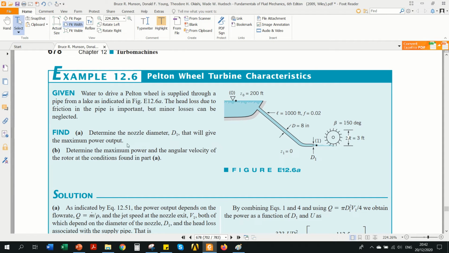and determine the maximum power and angular velocity of the rotor at the condition found in part A. So first we are going to find the optimum diameter D1 that will give us the maximum power, and then we are going to find the maximum power and the angular velocity for this specific nozzle that is involved in this flow.